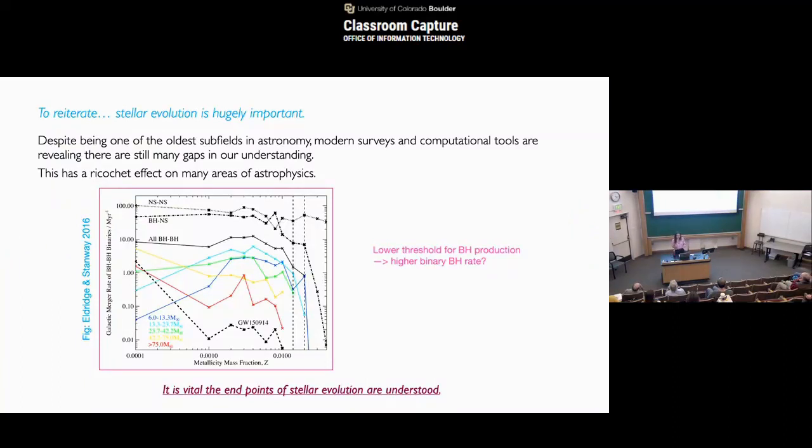Okay, so I'm just going to reiterate that stellar evolution is hugely important. It is one of the oldest subfields in astronomy. It's been going for a long time. But all of these modern surveys, all of these new computational tools are revealing that there's loads of things that we actually don't have a very good handle on. And this does have a ricochet effect on a lot of areas of astronomy. So for example, if the threshold for black hole production is lower, we'd expect to see a higher binary black hole rate.